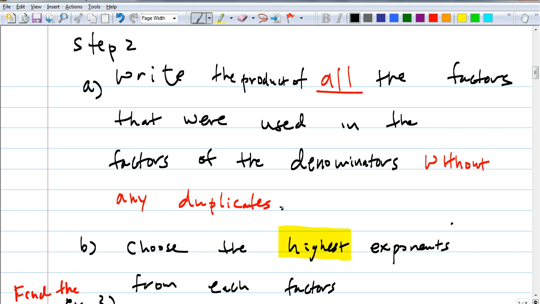What's important though is you understand why we do these steps. Okay, don't just blindly follow these steps without really understanding why we're doing it, because that's not going to help you remember for a long time. You know what I mean? You have to understand why do we write the product of all the factors, and why do we choose the highest exponents? Okay, why do we do this? So that's the important part.